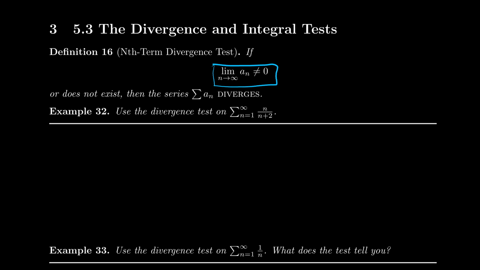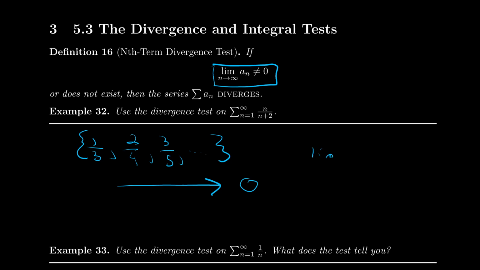Let me show you. This guy right here, let's look at the limit of these terms. Now remember, we start at 1, so this will be 1 over 3. The sequence is going to look like 1/3, and then 2/4, 3/5, and so on. So my question is, are these terms going to 0? Well, clearly not. They're clearly going to 1, in fact.